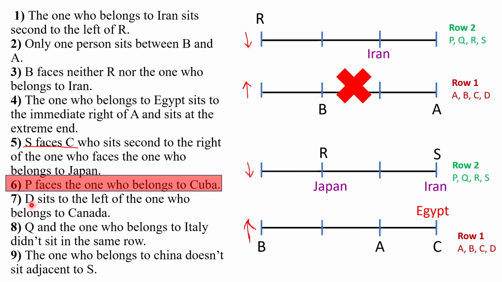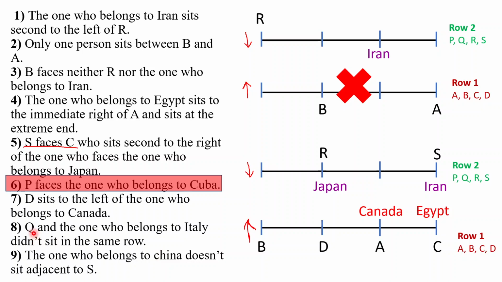The seventh clue says D sits to the left of the one who belongs to Canada. Now D is seated in row number 1 and only one place is left to place D. So let's suppose D is placed at this position, and also D sits to the left of the one who belongs to Canada, which means A will belong to Canada, and the left of Canada will be this position, which will be occupied by D. So A belongs to Canada, and here at this position D is placed. I hope this is clear to everyone.